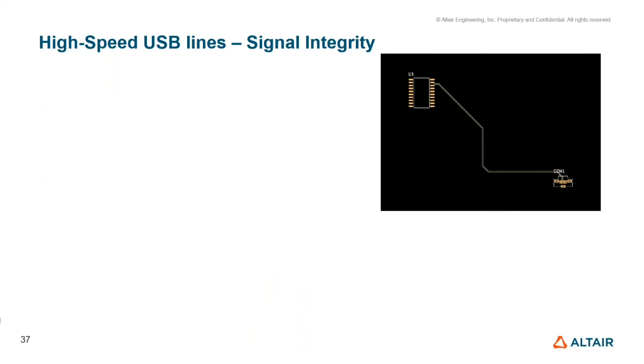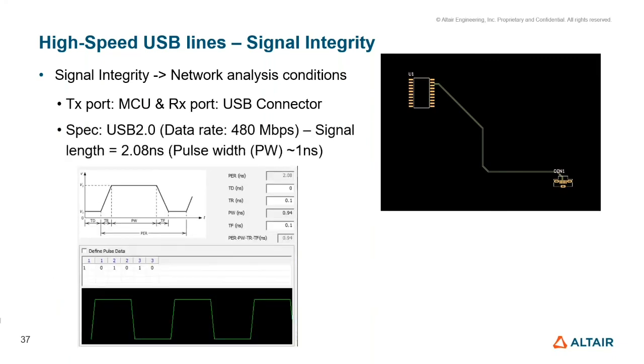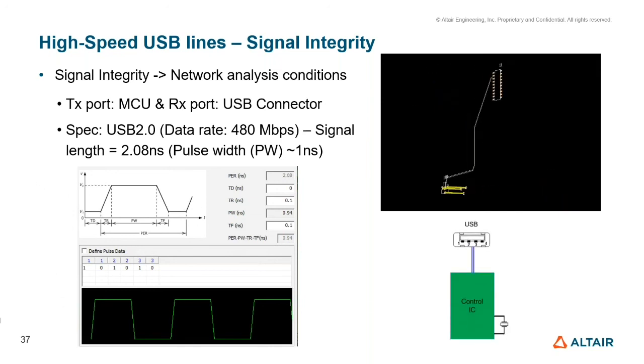Well, having seen that, let's try to verify the performance of the USB data lines via network analysis under signal integrity analysis. Basically, looking at the conditions, we have chosen the transmitter port to be the microcontroller unit and the receiver as the USB connector. Also, we will be checking the signal over USB 2.0 specified range of 480 megabits per second, which basically comes down to a pulse width of around 1 nanosecond. Here is the graphical representation of the USB line connected to the controller IC.